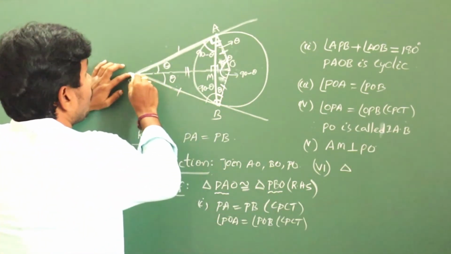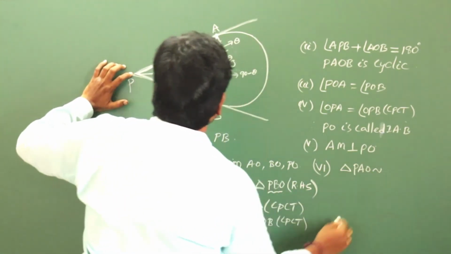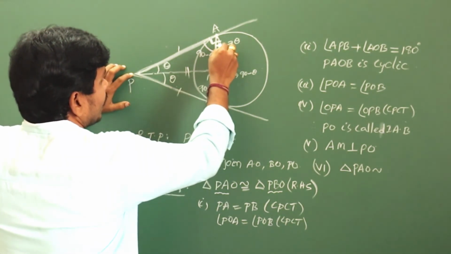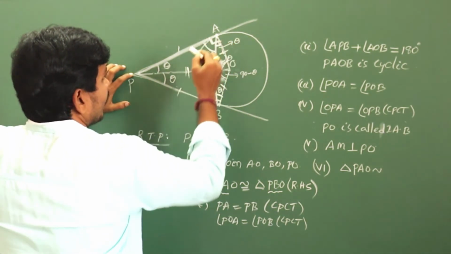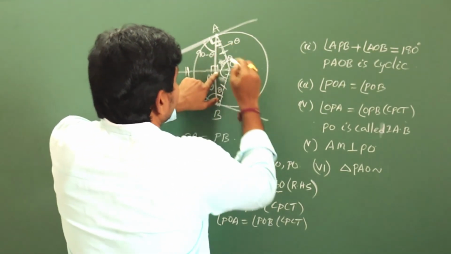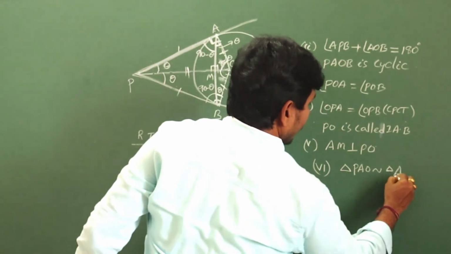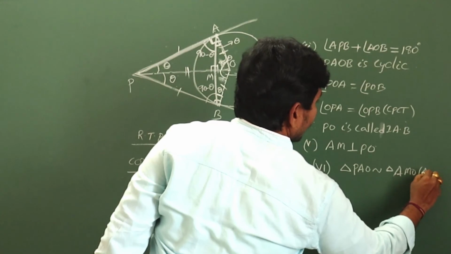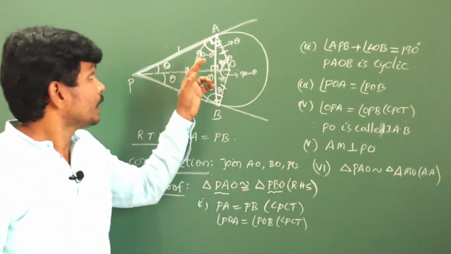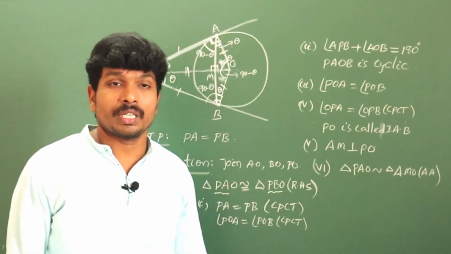Here observe one more result. Easily you can see the big triangle PAO. Triangle PAO is similar to the small triangle. Theta is there, 90 minus theta is there. And here you have 90, and observe the small triangle. In the small triangle here theta is there. So triangle AMO and the big triangle are both similar to each other by AA similarity.